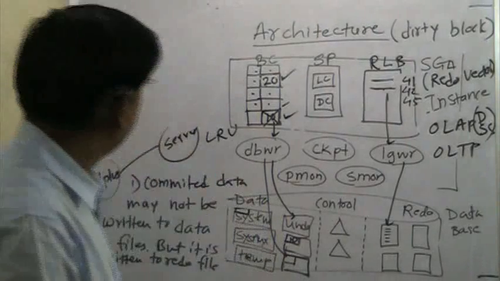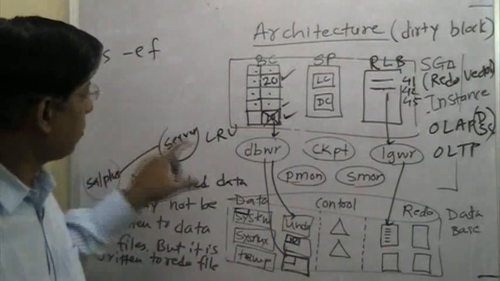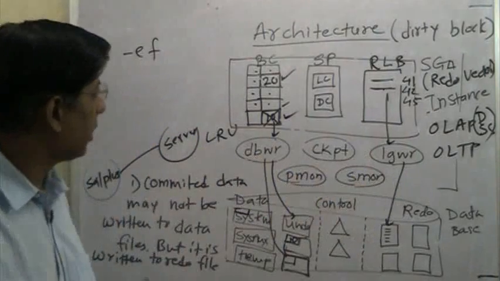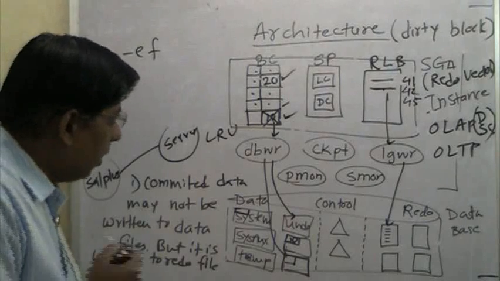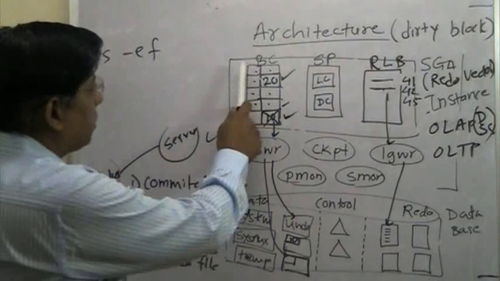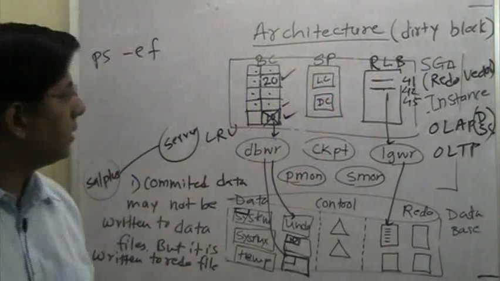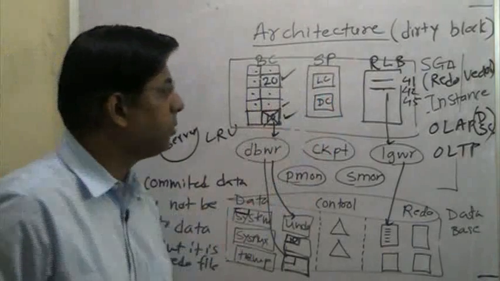So the ps -ef command is one of the good commands to find out whether these processes are running or not. Now we will go to the next thing. So we know buffer cache, shared pool and redo log buffer. These are the 3 main areas inside the SGA, inside the system global area.